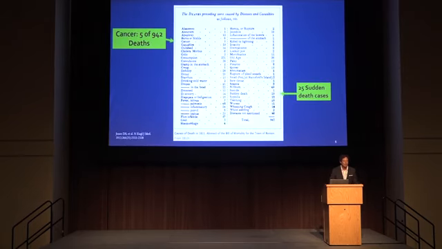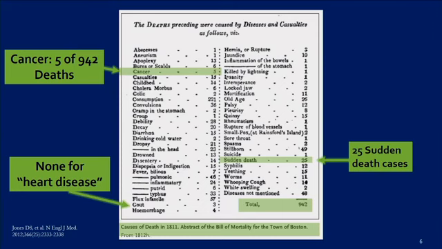Now, interestingly, also from Jones' paper, this is a list of the causes of death in Boston in 1811, the town of Boston. And if you notice on the lower left, there was none listed for heart disease, and on the far right, 25 sudden death cases. And in the upper left, cancer, 5 of 942 deaths. Now, we'll come back to this as well.